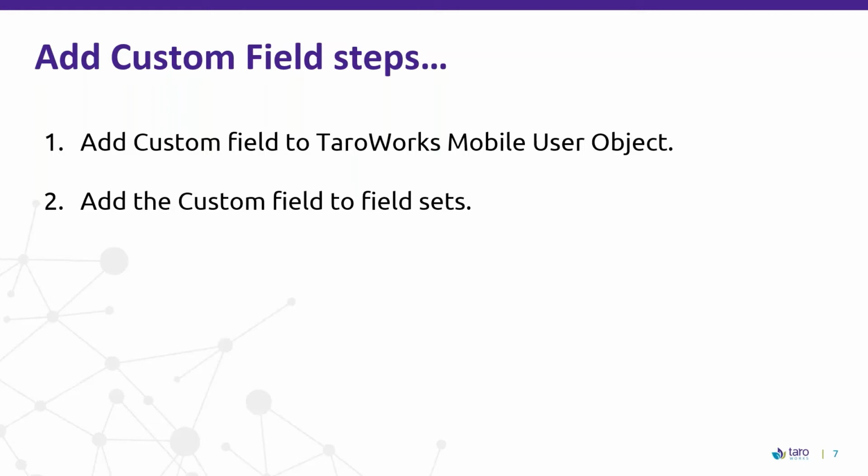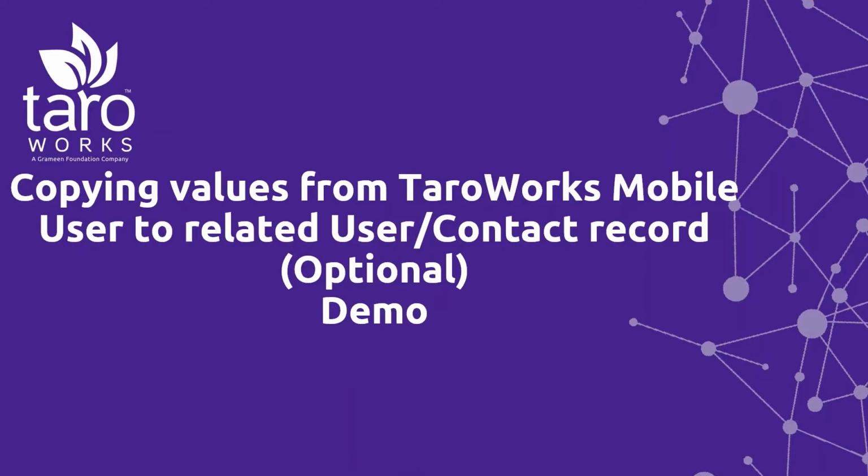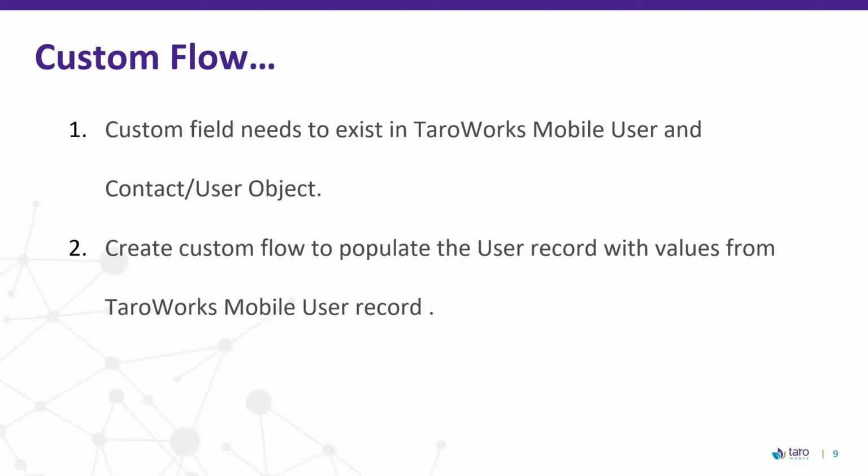So thank you, Nelly. So we've mass uploaded, then we've added a custom field on our TaroWorks mobile user object. Now, let's say you want to pass the custom value you've just added to the contact object, for example. And this step is totally optional. It's only if you want to pass those custom values from TaroWorks mobile user to the related either user or contact record. Okay, so in this case, we will need a custom flow.